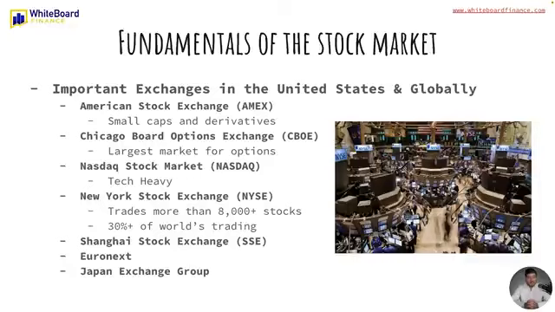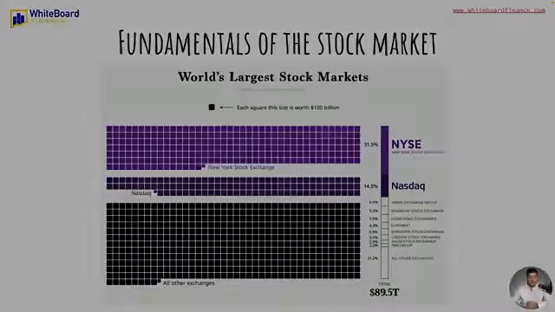NASDAQ stock market, this is tech heavy. This is where a lot of tech companies are traded. The New York Stock Exchange, which I'm sure everyone has heard of if you're watching this video. This trades more than 8,000 publicly traded companies, and it accounts for 30% of the world's trading. And then overseas, we have the Shanghai Stock Exchange, we have Euronext, and we also have the Japanese Exchange Group.